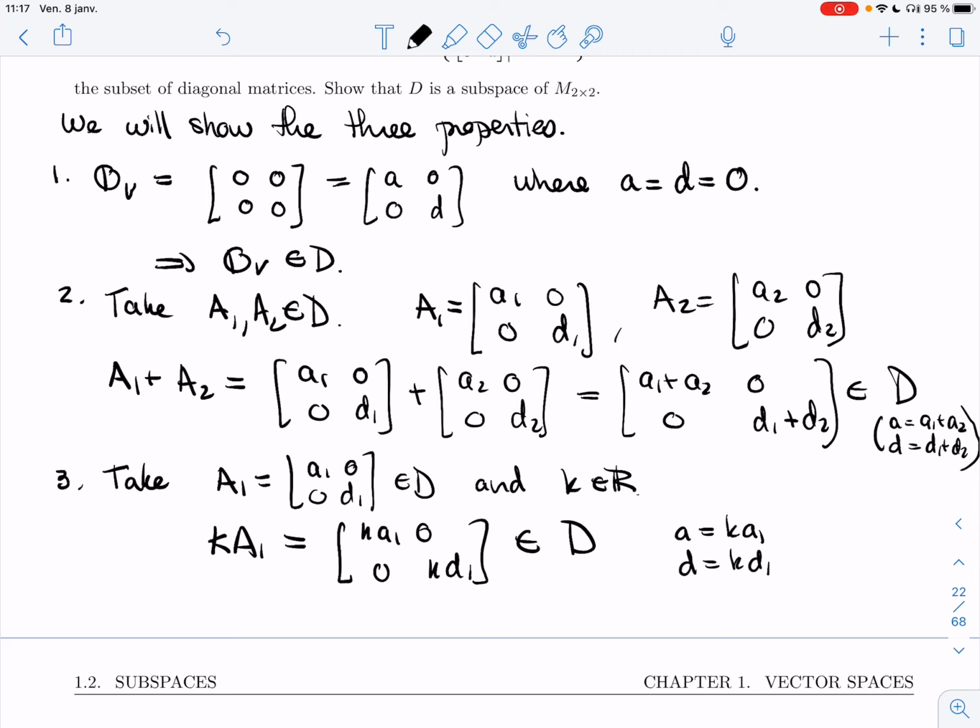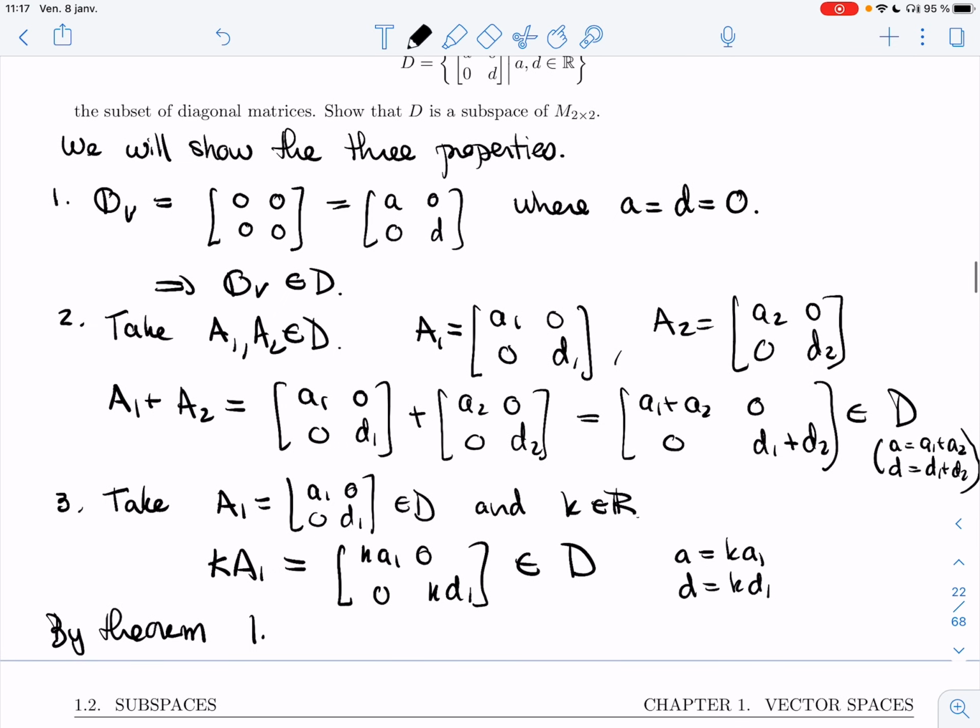All right, so we proved that 0 was in D. We proved that the sum was still in D, and we proved that the scalar multiplication keeps us in D. And so by theorem 1.2.1, D is a subspace of M22.